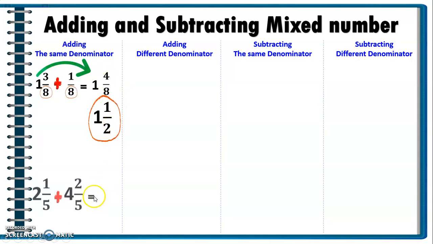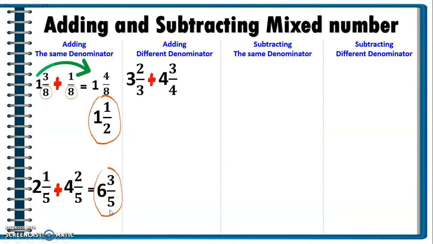Next, we have 2 and 1 over 5 plus 4 and 2 over 5. So you can see we still have the same denominator, which is 5. First, all we're going to do is add the whole numbers, which is 2 plus 4 is equal to 6. Then proceed. 1 plus 2 is equal to 3, and then keep the denominator the same, which is 5. Do you understand? Okay, let's proceed to adding different denominators.